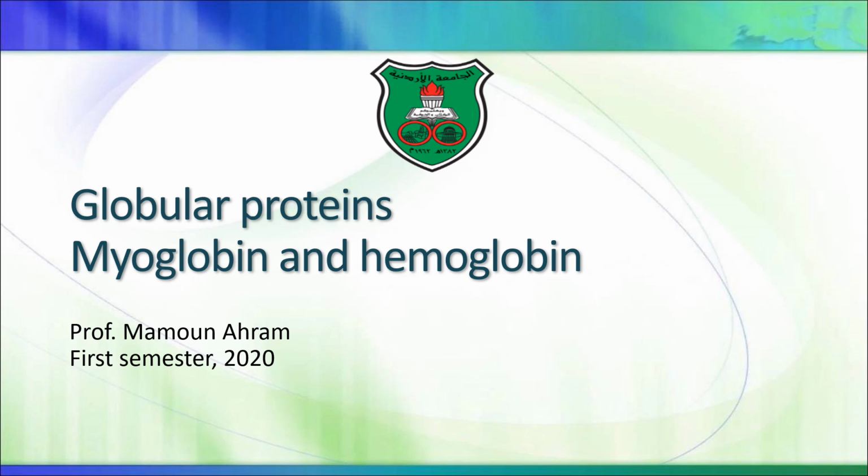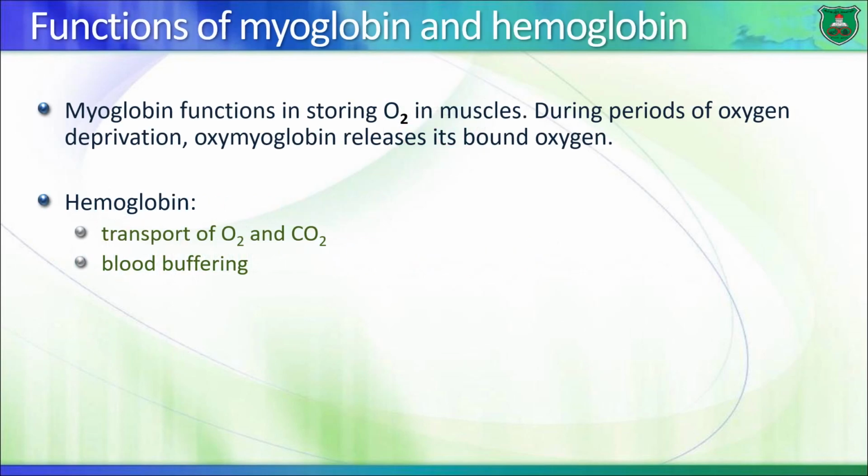Assalamu alaikum. So in this lecture we'll be talking about two other proteins, myoglobin and hemoglobin, as examples of globular proteins. Before we proceed into the structures of these two proteins, let me tell you what the functions of the proteins are. The main function of myoglobin is to store oxygen in muscles.